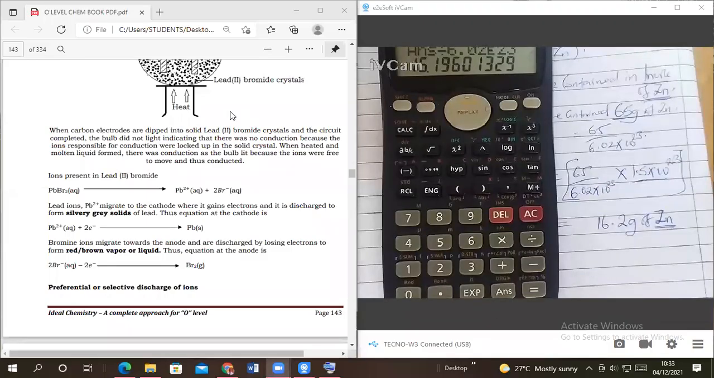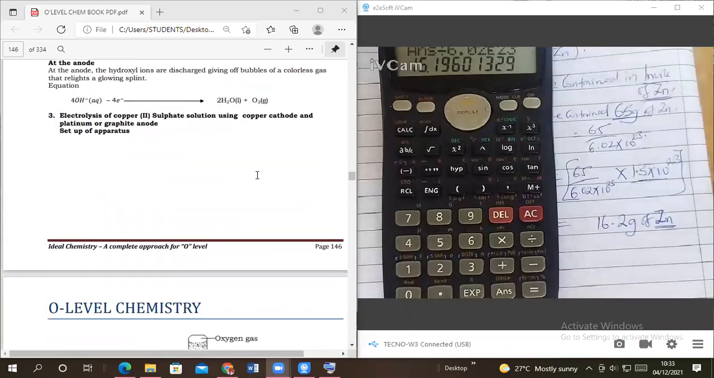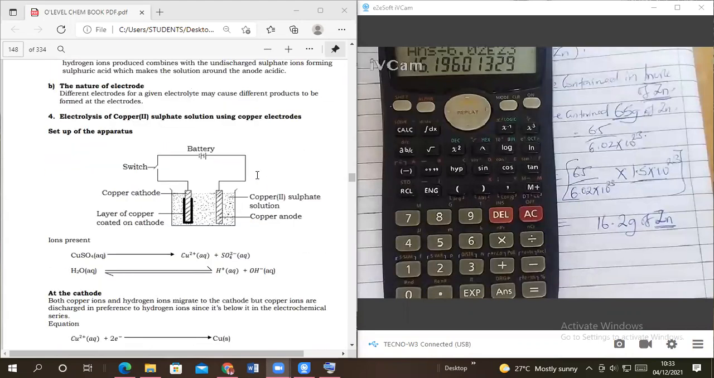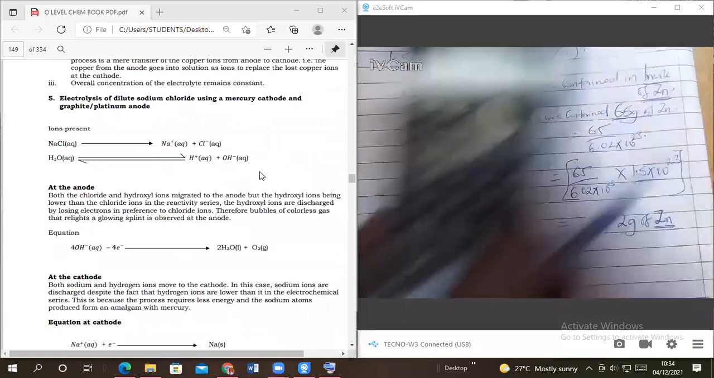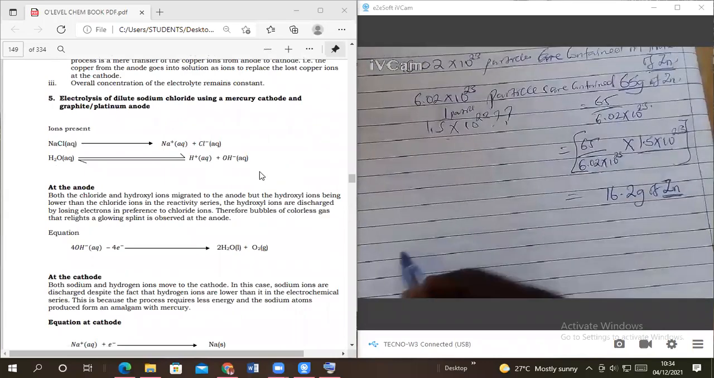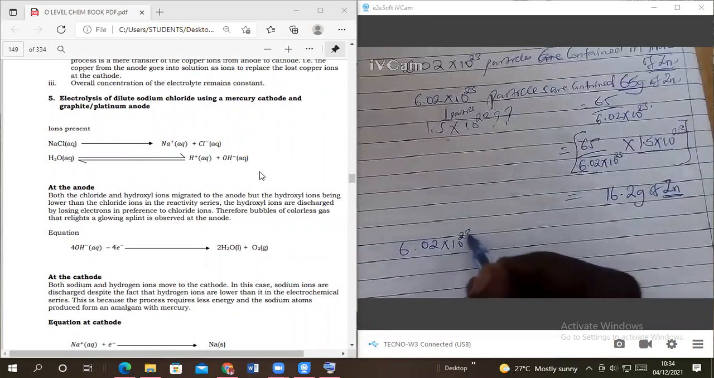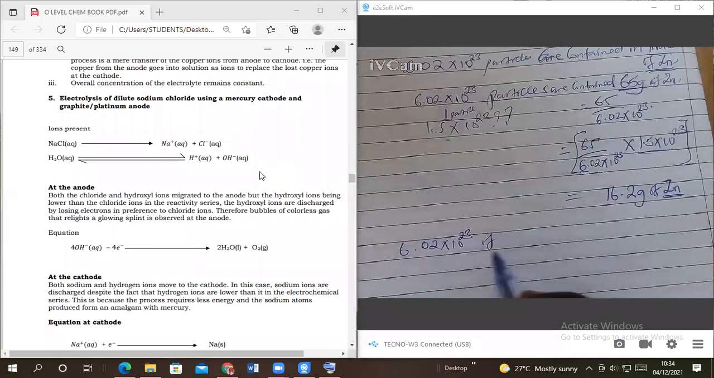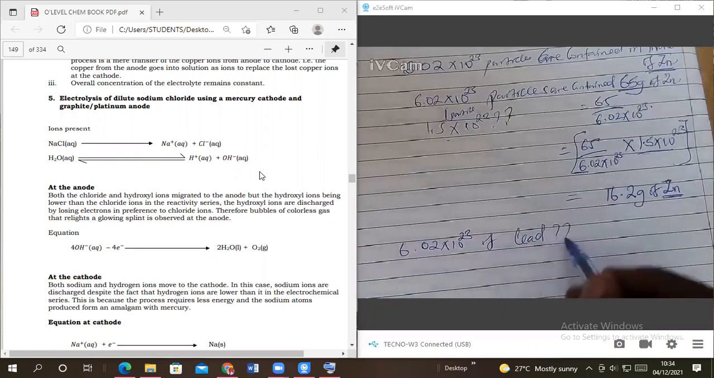Have we seen the answer and where it comes from? Yes. So number 2, Roman 2 is saying what of that number? 6.02 times 10 exponent 23. 10 exponent 23 of what? Of lead.